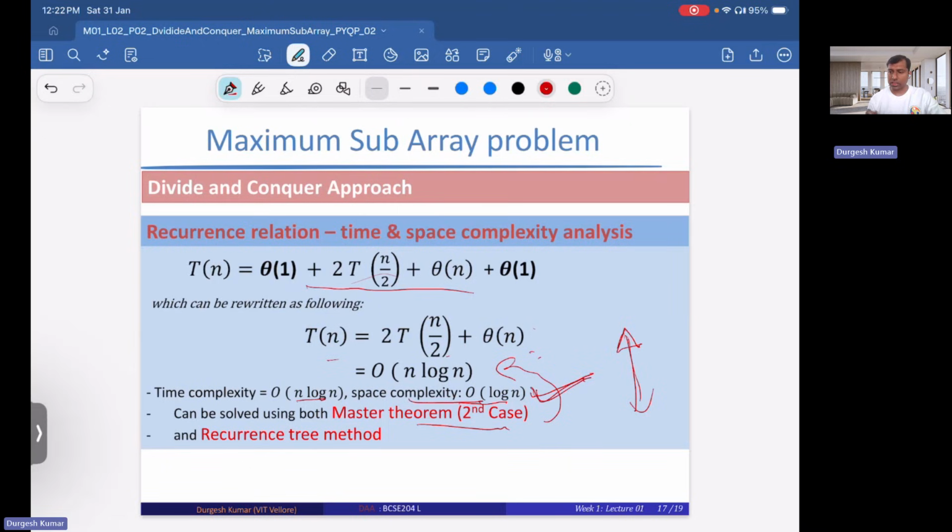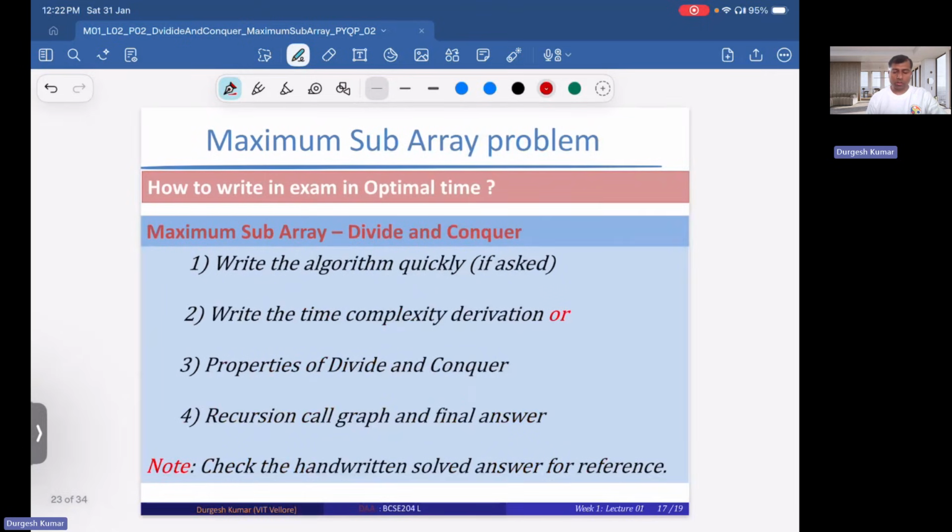That's why the space complexity is log n. Okay, so how to proceed, how to write in the exam in the optimal time? If the algorithm is asked, quickly write the algorithm, because it will not take much time to write the algorithm and there is less chance of error. Write the time complexity derivation, properties of divide and conquer if they ask, or the recursion call graph.